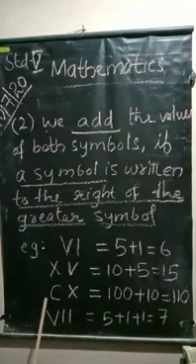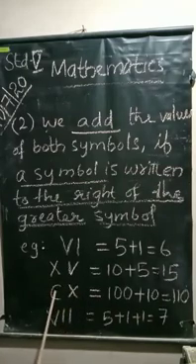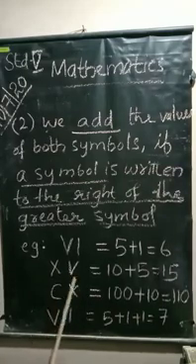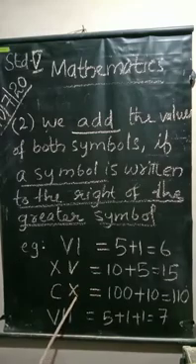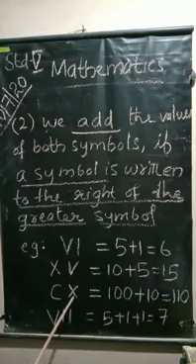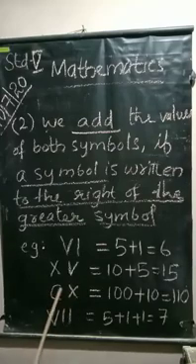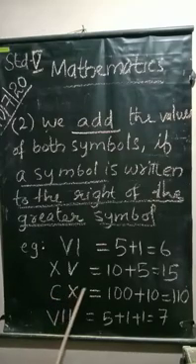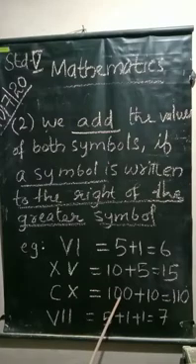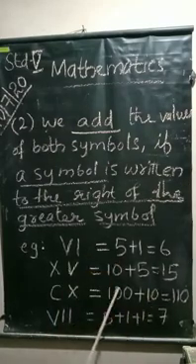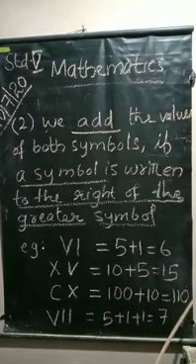Here C and X. Which is greater? C is greater. On its left side, which symbol? X. Which is smaller than C. This means addition of values. C means 100, X means 10. Then 100 plus 10, 110.